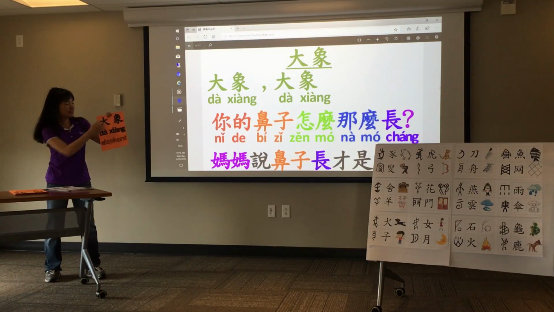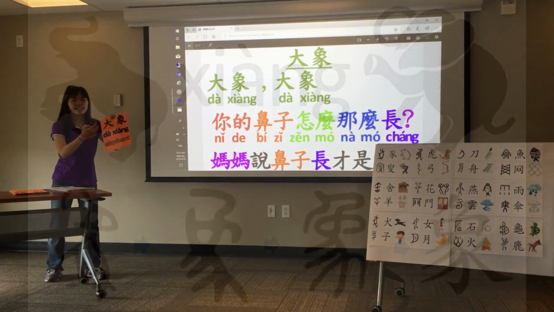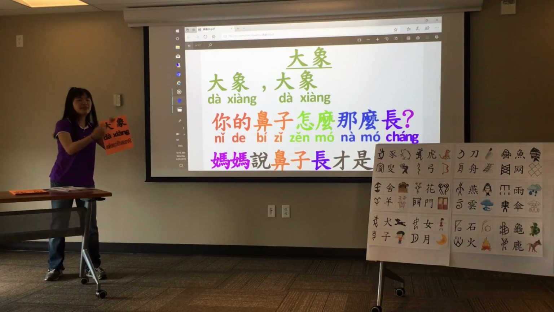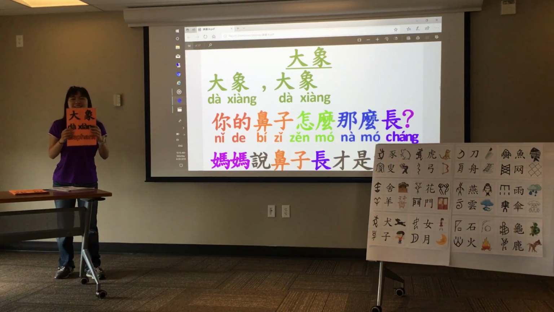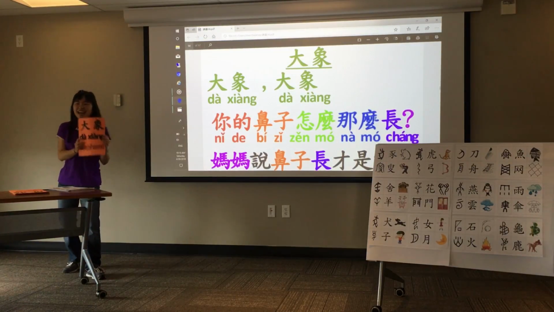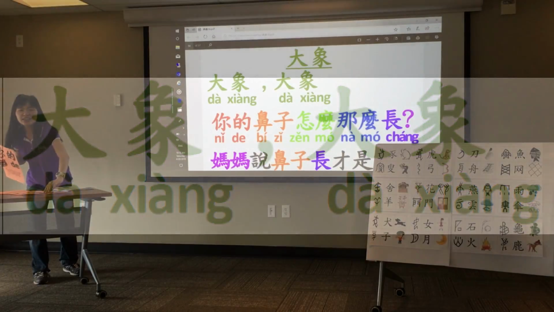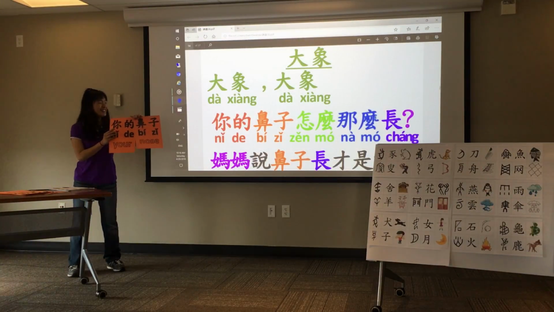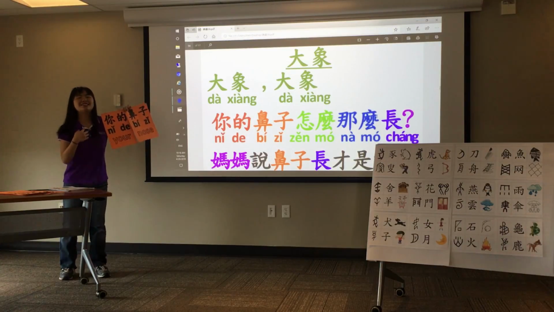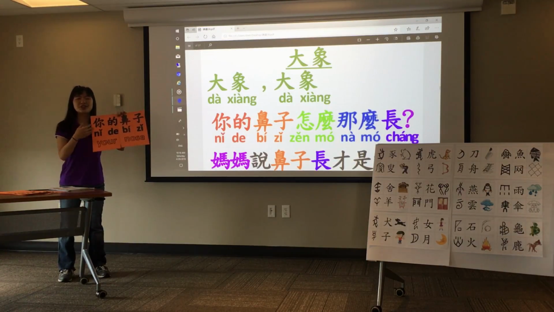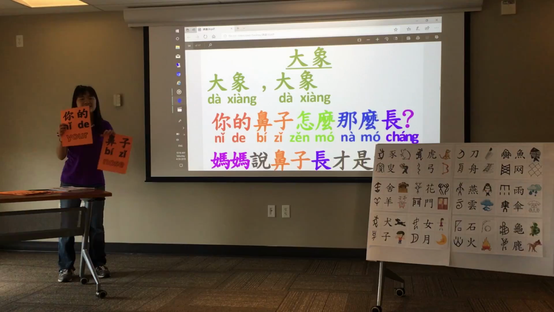So the elephant is xiang. But when we say elephant, we add an adjective in front of it. We say 大象, which means big elephant. 大 means big. So when we call an elephant, we call him 大象. Yes, 大象. And we're going to talk to the elephant. So we say, your nose is very long. We're going to say 你的. 你 means you, and 的 means apostrophe s. So it means something that belongs to you. So 你的 is your.